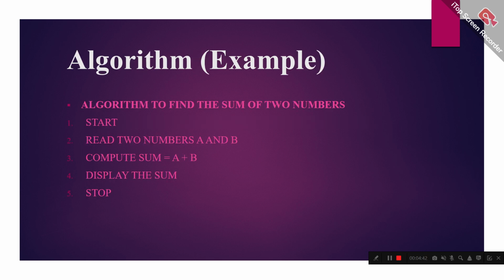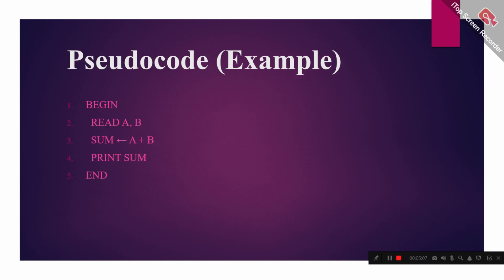The algorithm for finding the sum of two numbers is as follows. First, start the program. Next, read two input values from the user. Then, add the two values and store the result. Then display the sum as an output. Finally, stop the program. Each step follows a logical sequence.